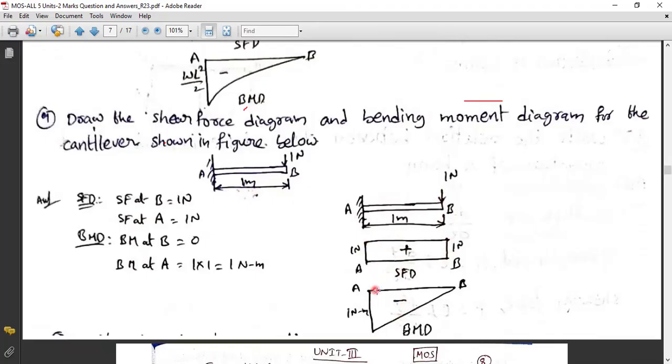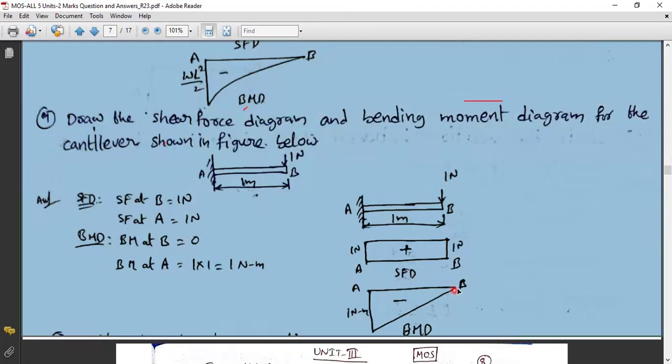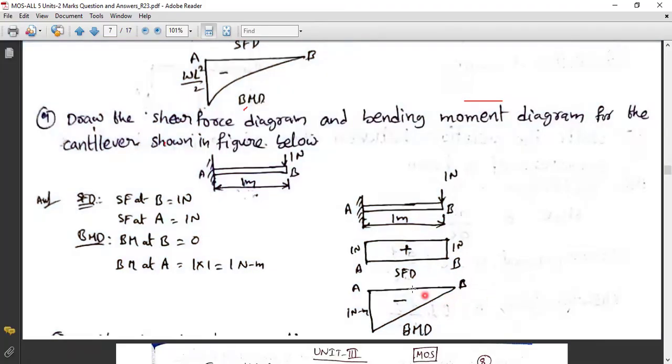Then a negative inclined triangle is formed here. This is the bending moment diagram for this cantilever beam. So you can say the shear force acting at B is 1 Newton, and the shear force acting at A is 1 Newton. The bending moment at B starts at 0. The bending moment at A is 1 into 1, which is 1 Newton meter, because this length is 1 meter.